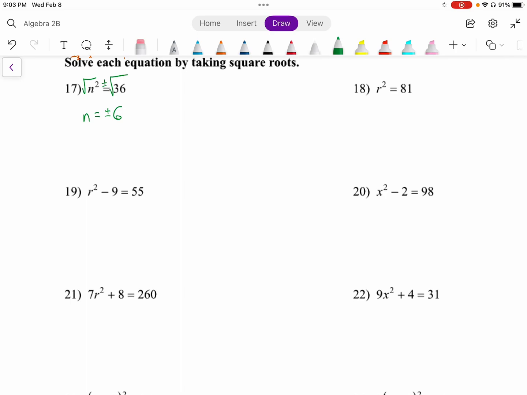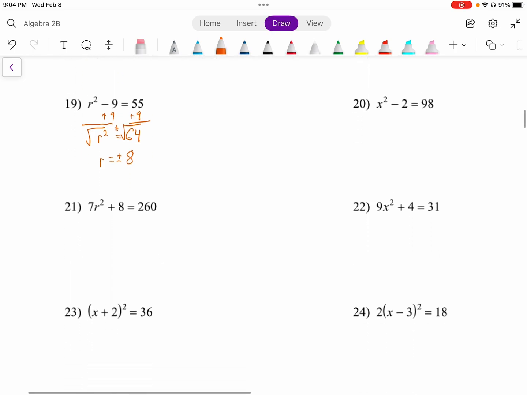Number 18 is similar. Number 19, we still can solve this by taking square roots, but we want to isolate the squared term first. So what we're going to do is add 9 to both sides to start with. And that is r squared equals 64. And then once again, we can take the square root of both sides, make sure we put plus or minus, and the square root of 64 is just 8. So our answer is plus or minus 8.